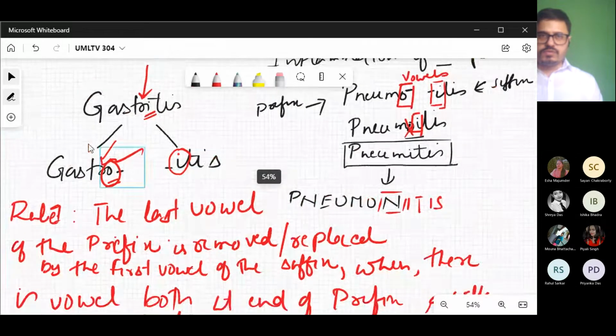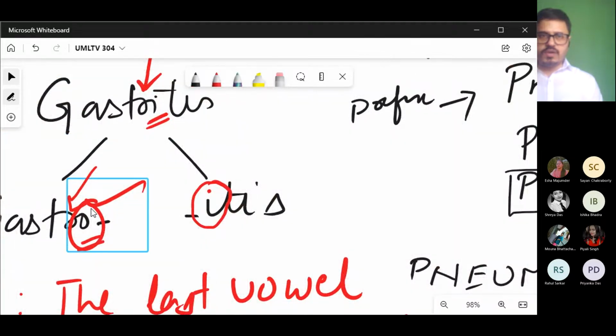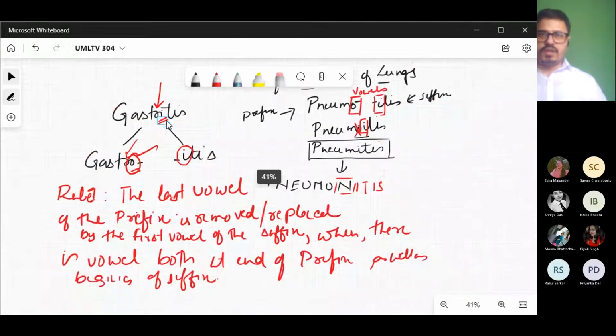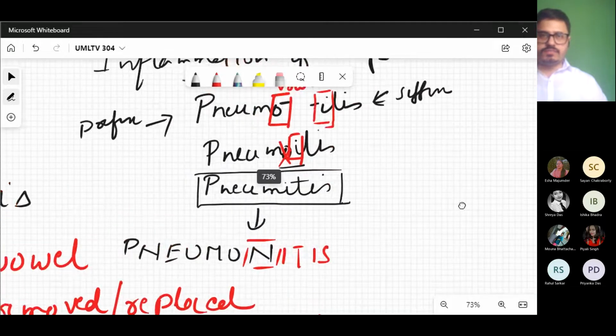So in the term you can easily follow that since the O is now removed, the O is not making any appearance. In gastritis there is no O anymore, right? In the place of the O, what is present there is this I, the starting vowel of the suffix. Is the concept of the rule now clear? Yes, sir.